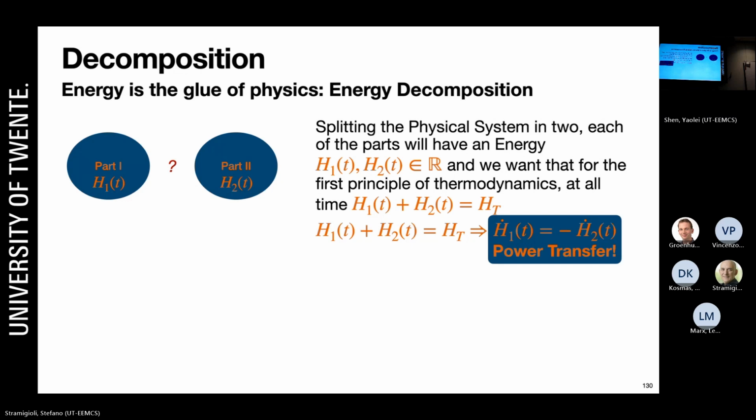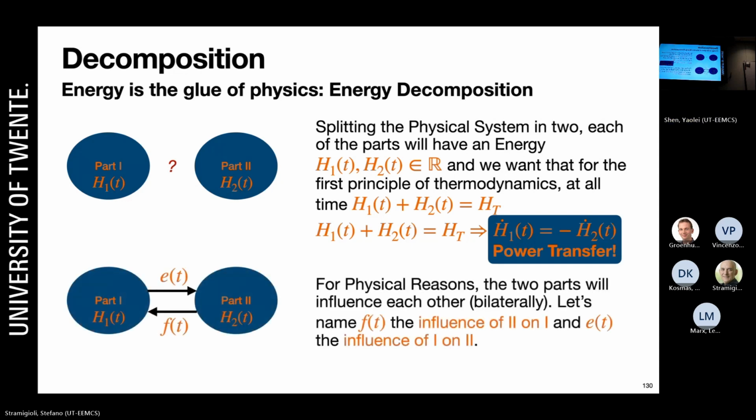Okay. Good. Now, what we also know is that, as I said, and I will show you again and again, these two systems will affect each other. The system part one will affect part two, and part two will affect part one. So I don't know what these E and F are, but there will be objects which I will try to find out, such that they describe the effect that part one has on part two.